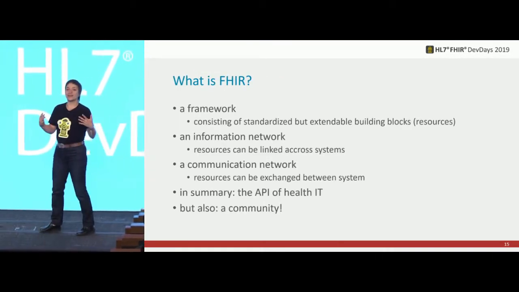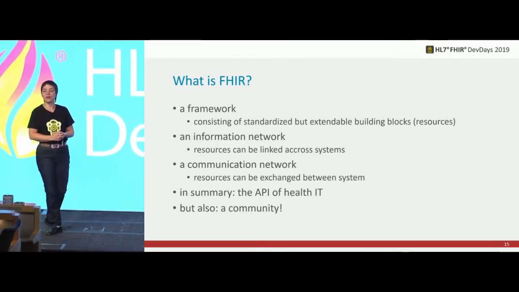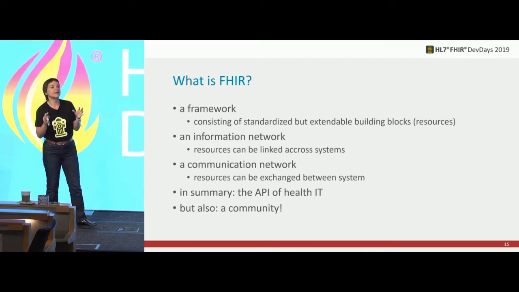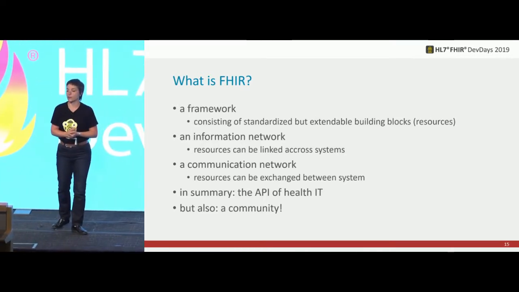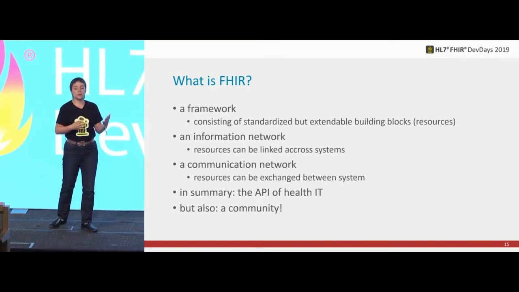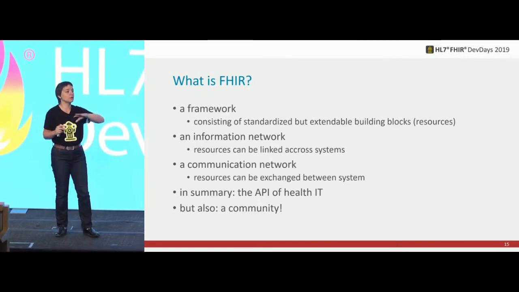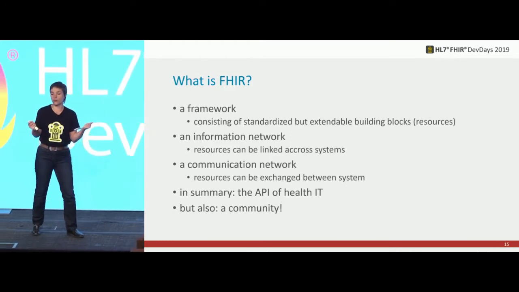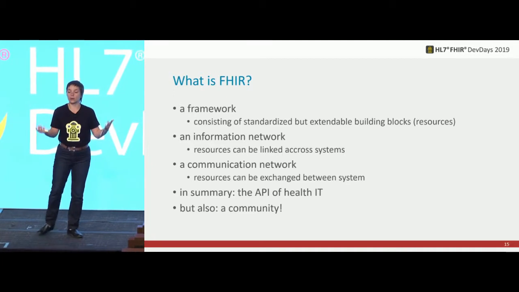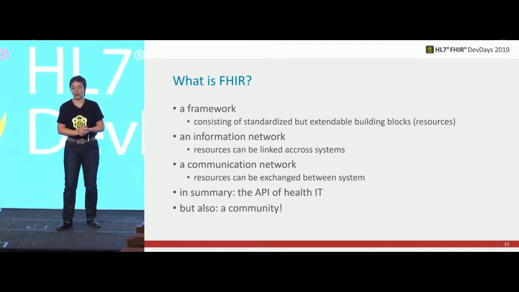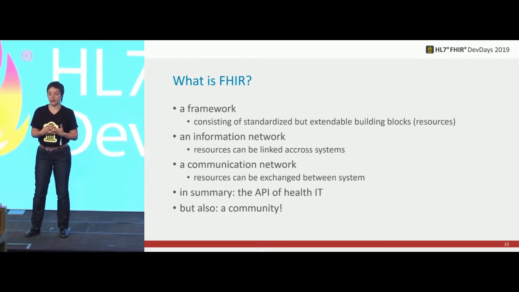So what is this FHIR after all? It's basically a framework consisting of standardized but extendable building blocks. That's what we call our resources. And with these blocks, you can either build an information network by linking resources across systems, or you can move the resources themselves around and build a communication network. So in summary, what we have here is the API of healthcare.